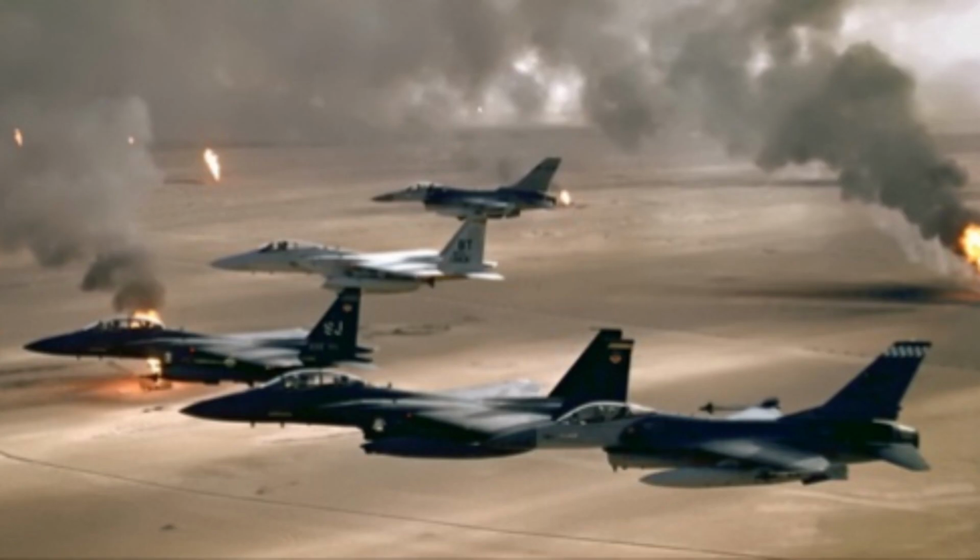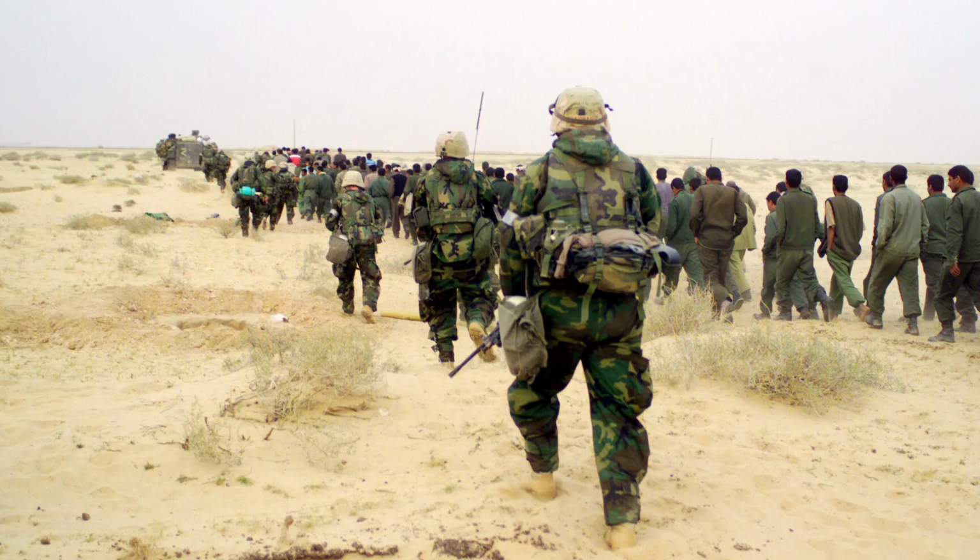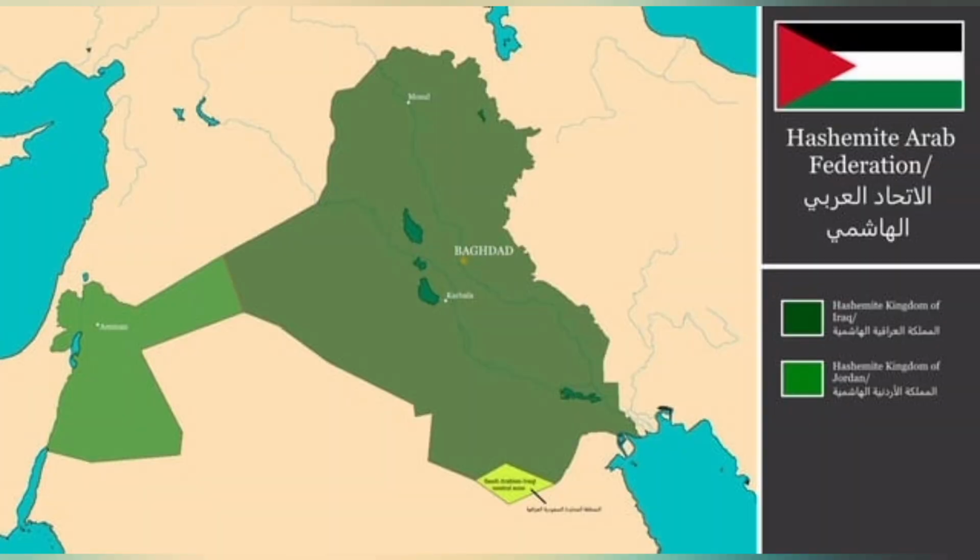An invasion of Kuwait would never happen, and thus the US wouldn't invade Iraq. This, coupled with the fact that Iraq as part of the Arab Federation is already friendly to the US, leads to the Iraq War of 2003 not happening. The Arab Federation would be quite a formidable power and would be, with Egypt and Saudi Arabia, one of the three most powerful Arab states.